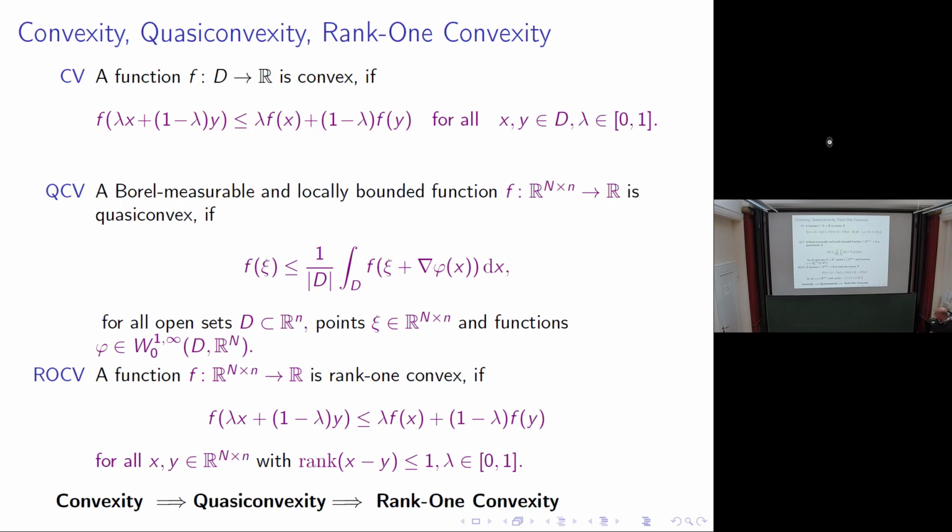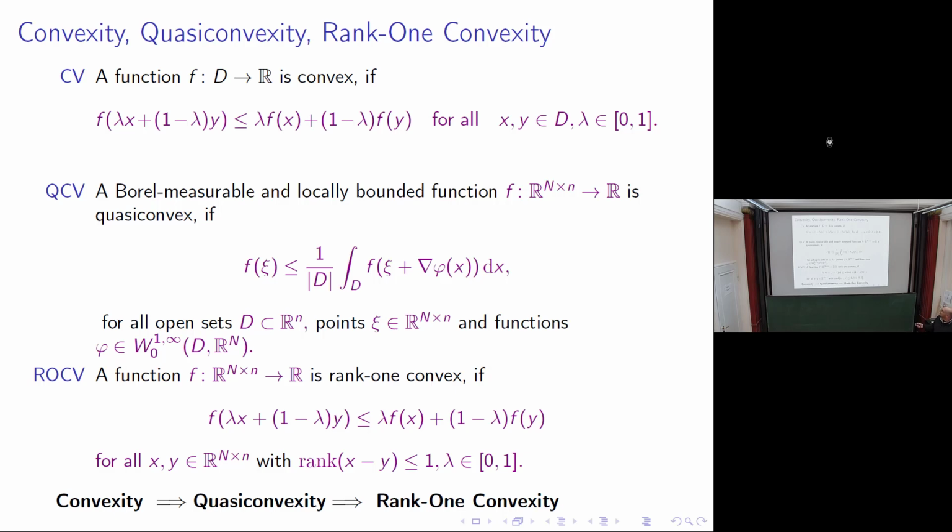Let me recall the classical convexity conditions in the calculus of variations. We know there are 4 of them. So in the top we see the famous convexity condition, right? By the way, today I noticed a couple of typos in the slides, and I apologize for that. I will let you know when there is a typo.